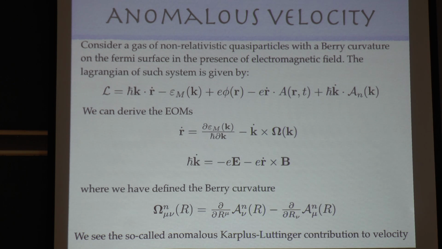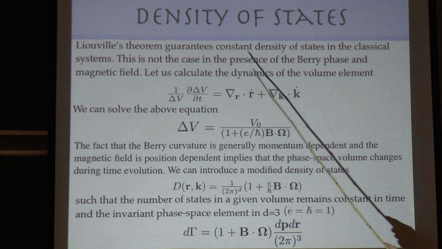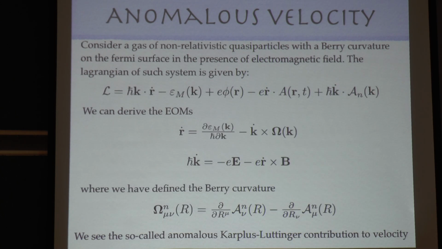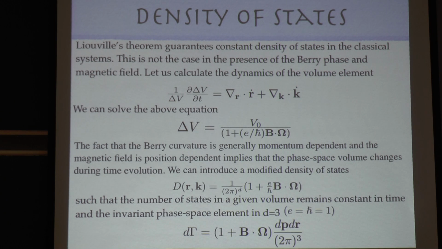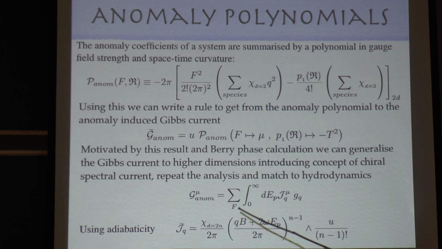So omega is a gauge-independent object, and it's known as the Berry curvature. And in this setup, in order to have the Liouville theorem satisfied, we have to solve these equations of motion here, and then we exactly see that there is some modification of the density of states that also gives rise to a new invariant phase space element, and this is precisely analogous to what we have.